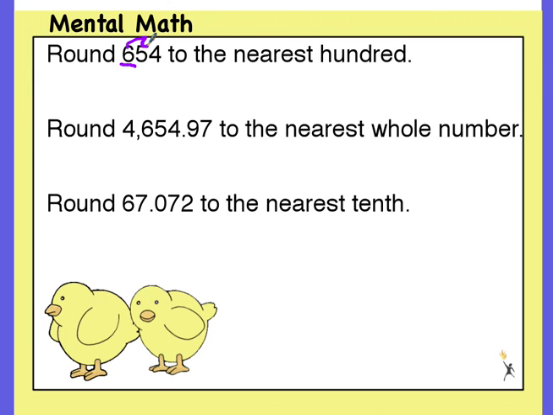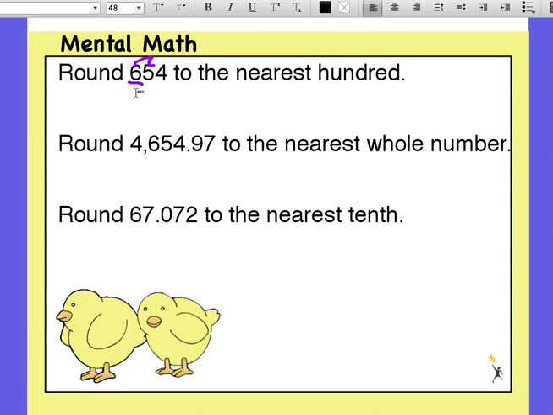If it's 5 or higher, we round it up. And if it is 4 or lower, we keep it the same. 5 is larger, or if it's 5 or higher, so we need to round up. The 6 to 7. Everything to the right turns to zeros.